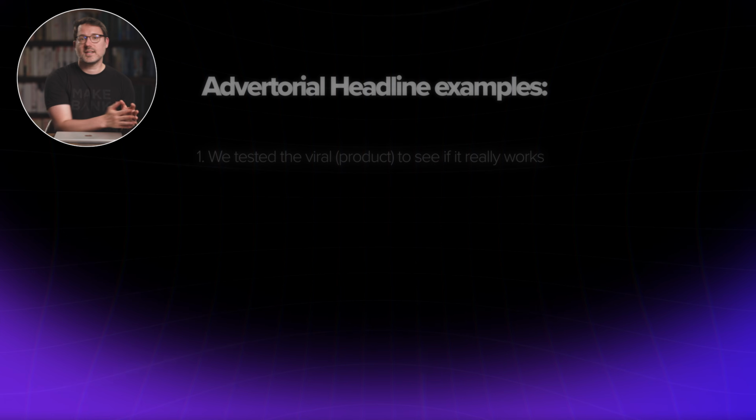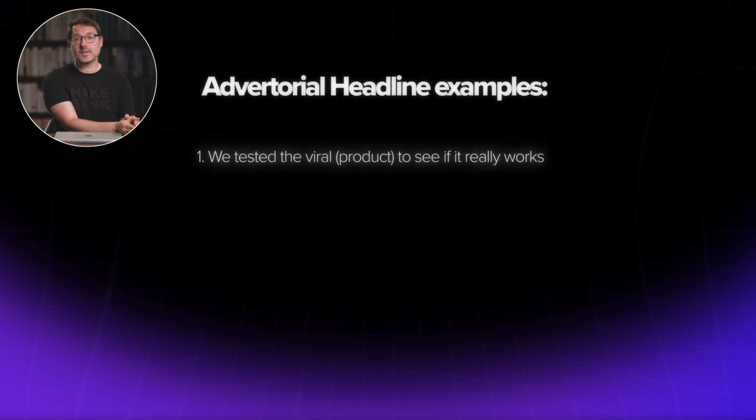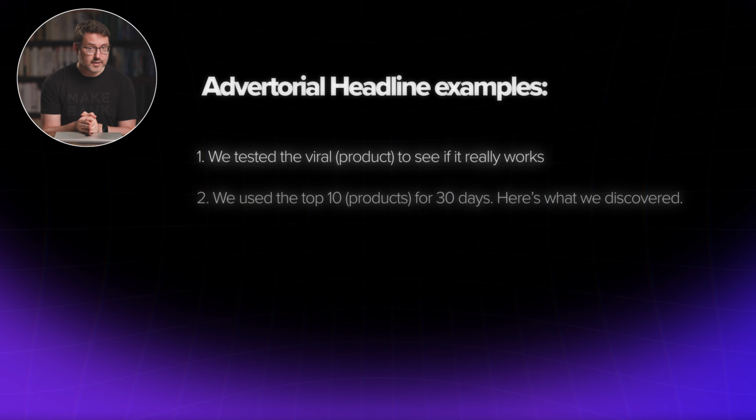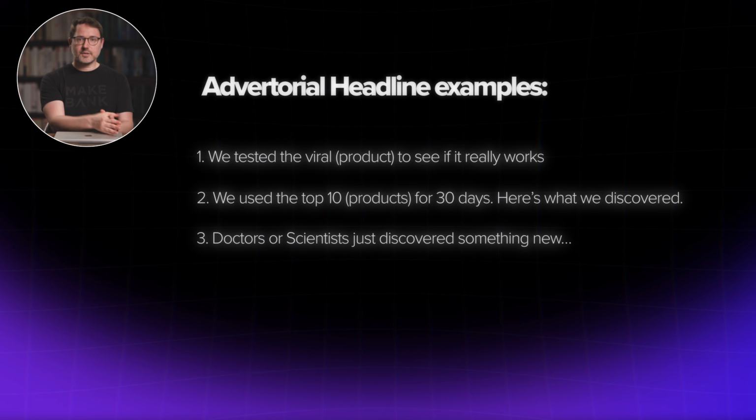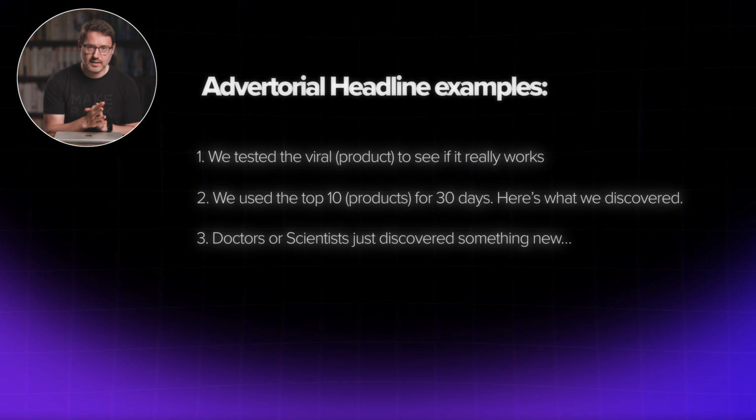At the beginning of your advertorial article, you can start with a big question that a journalist might ask or report on. Something like, we tested the viral product to see if it really works, or we used these top 10 products for 30 days, and here's what we discovered, or doctors or scientists just discovered something exciting. And then as you progress through the article and naturally build trust, you can walk them through some sort of idea. So if you're looking at a product or products, express your doubts that give way to pleasant surprises.